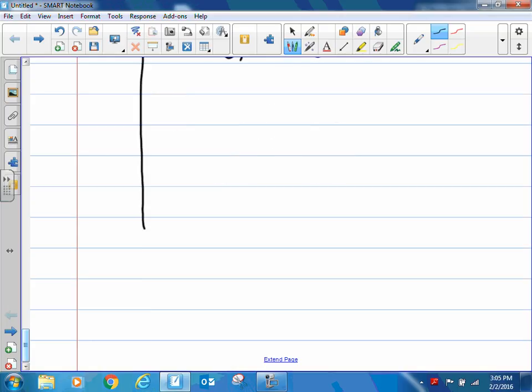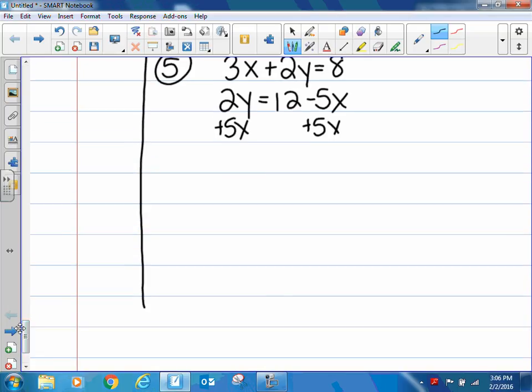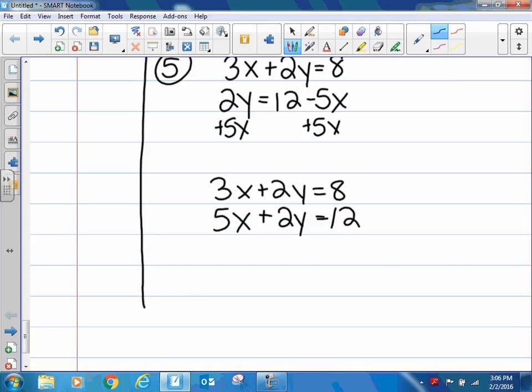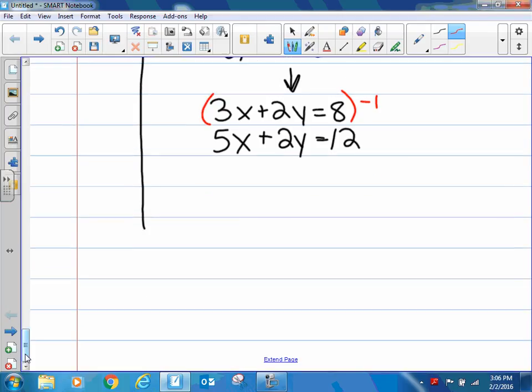So I'm going to rewrite them just because it's easier for me to see that way. So I have 3x plus 2y equals 8, and now I can put my 5x in the front. I have 2y, and I have 12. Well, if you notice, in my y column, I already have a 2 and a 2, except one's positive and one's negative. So I need to change one of those to a negative. So all I'm going to do is I'm going to multiply this top equation by a negative 1. So I'm just going to rewrite it right here under this other equation. Negative 3x minus 2y equals negative 8.